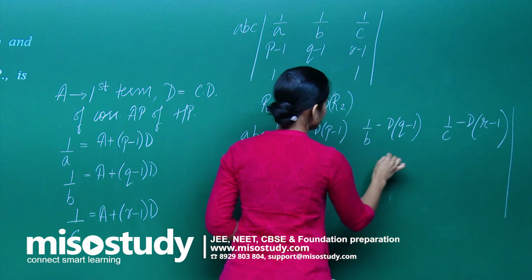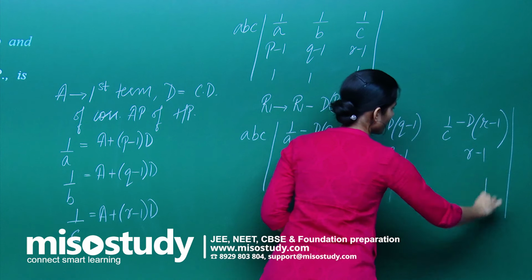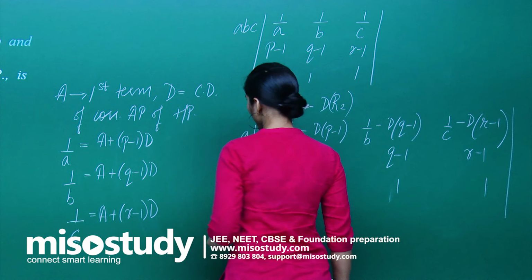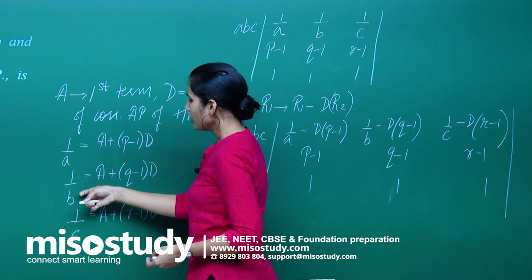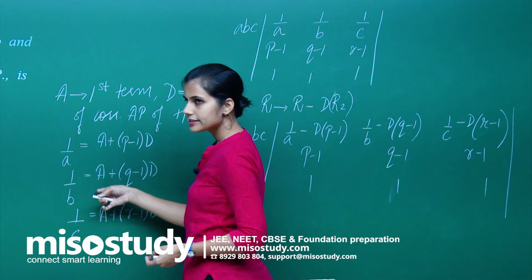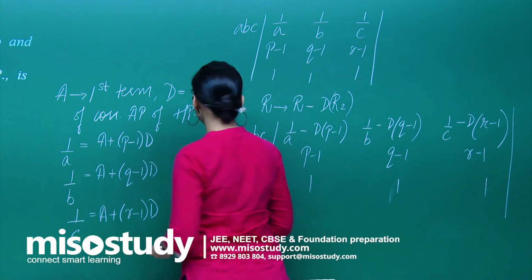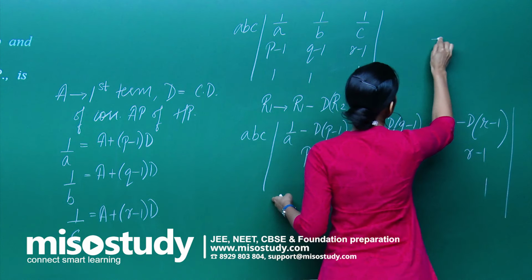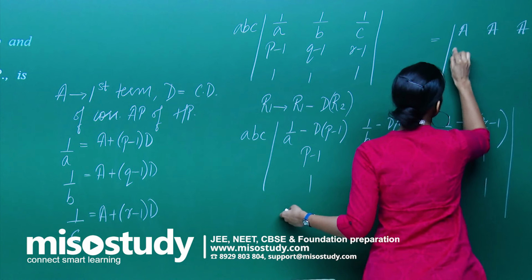Here you have P minus 1, Q minus 1, R minus 1, 1, 1, 1. What is this? See, 1 by A minus (P minus 1) into D is capital A, 1 by B minus (Q minus 1) into D is again capital A, and 1 by C minus (R minus 1) into D is again capital A. So your first row is completely replaced by capital A, capital A, capital A.